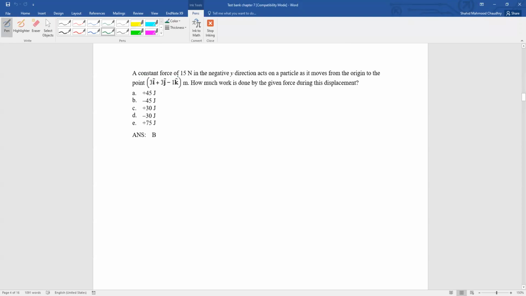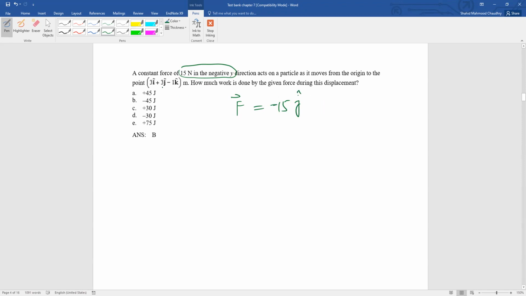A constant force of 15 Newton in the negative y direction acts on a particle as it moves from the origin to the point given. How much work is done by the given force during this displacement? So in this problem, the force in the negative y direction is given. So force is equal to 15, and negative y direction means minus j direction. Y direction is j direction.